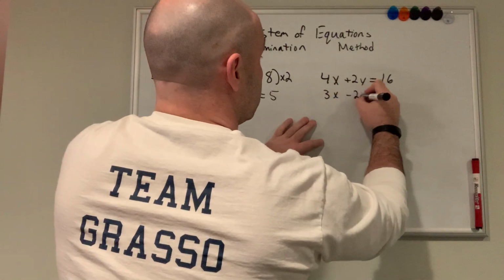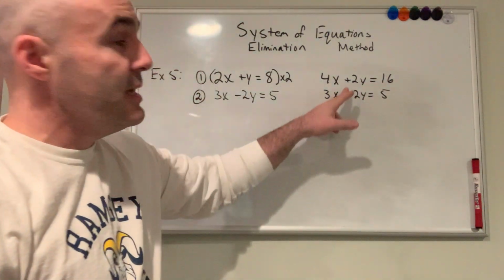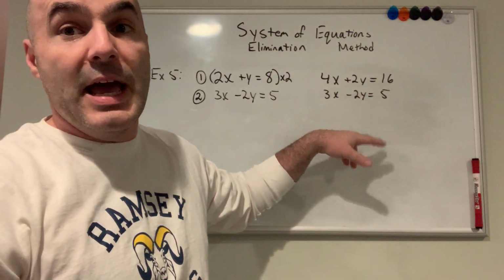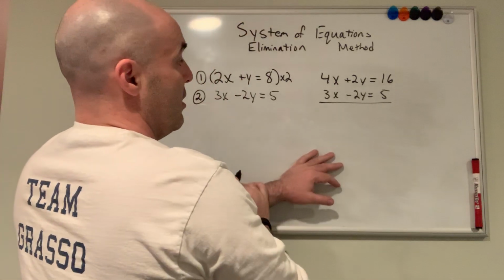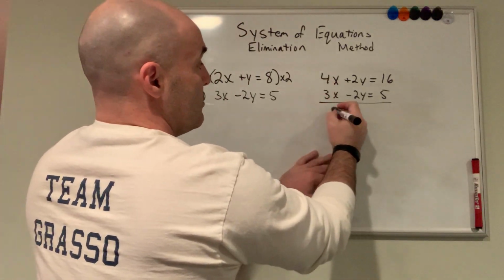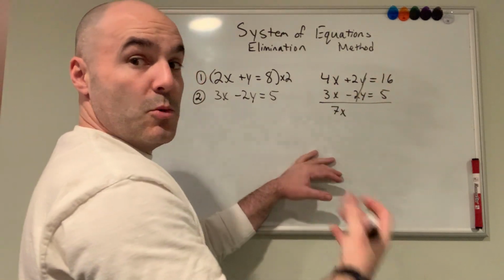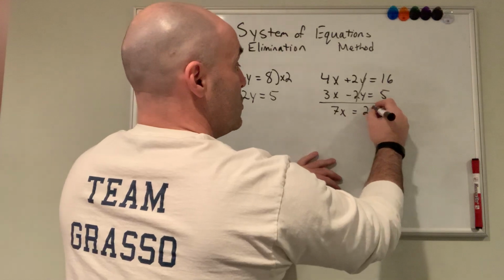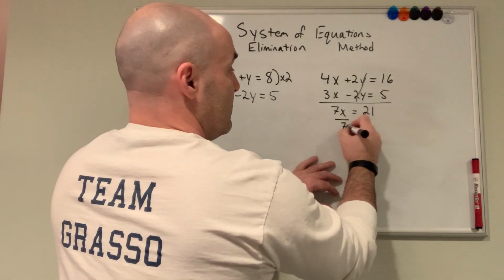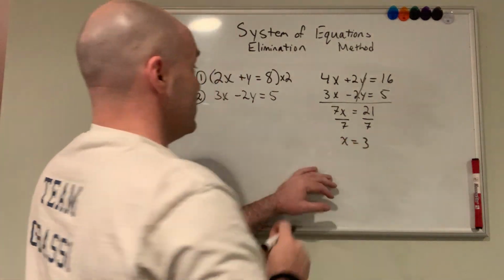And now, when I move equation 2 underneath, you can see that the 2y and the negative 2y are going to cancel, okay? So let's go ahead and do our addition. 4x plus 3x is 7x. Anything plus its opposite is 0, so we've eliminated the y. 16 plus 5 is going to be 21. Divide both sides by 7, and x is equal to positive 3.